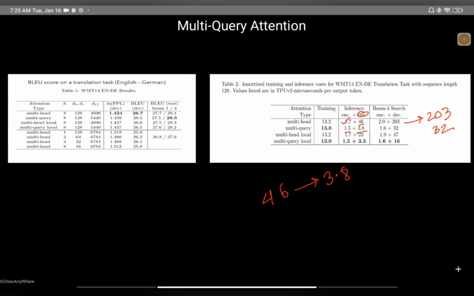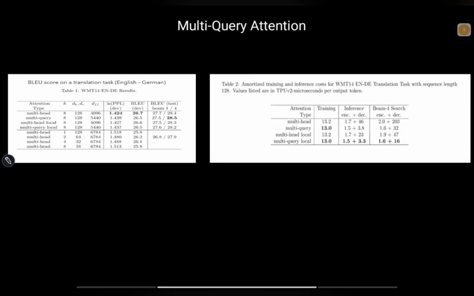So these are significant reductions in the inference time, which can result in much faster inference. And these numbers I have talked about are in microseconds per output token. So this is a significant improvement which you can see using multi-query attention.